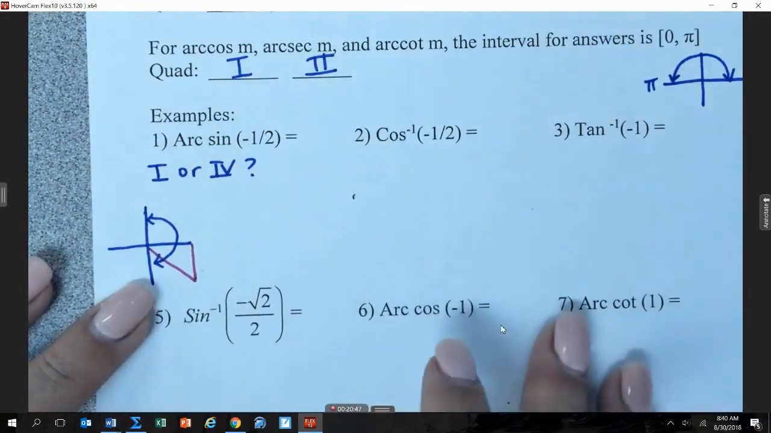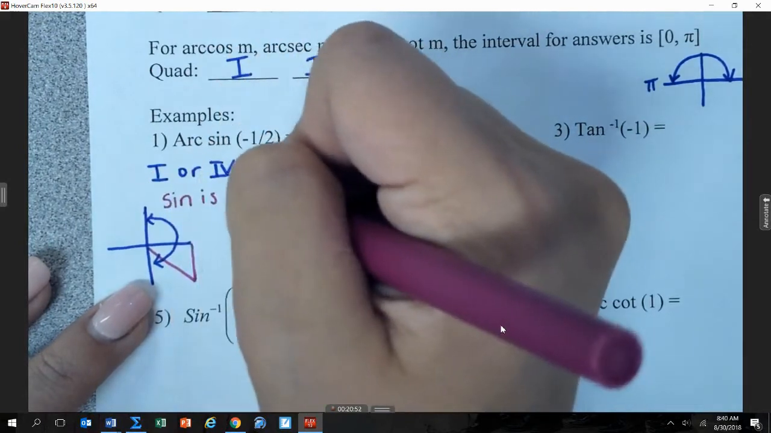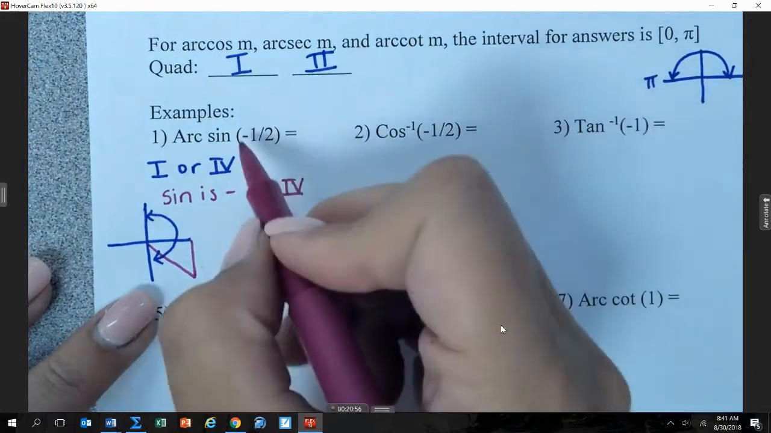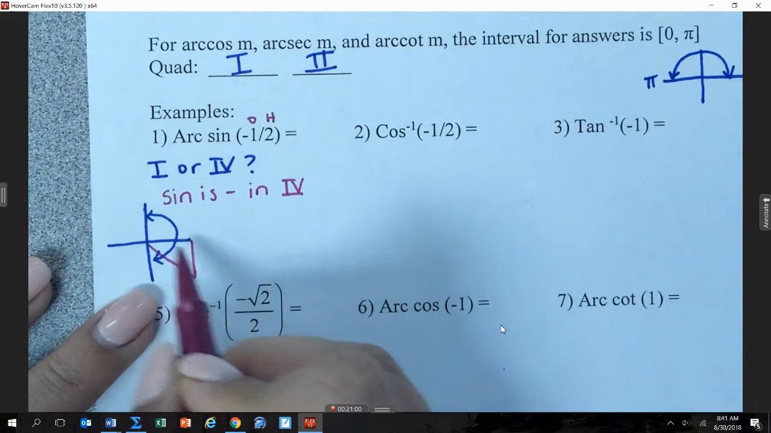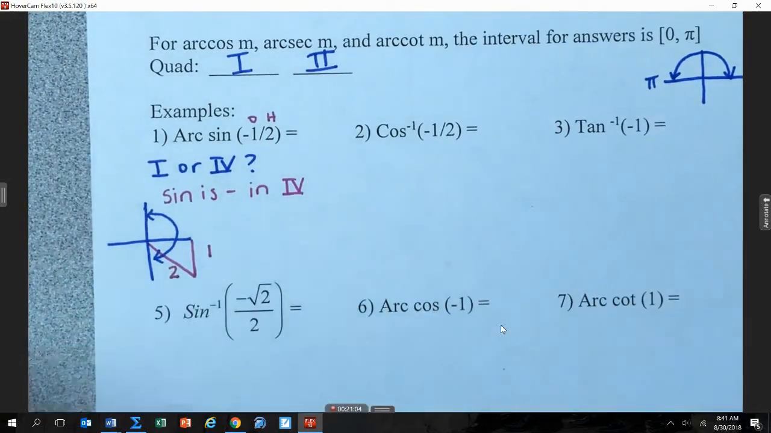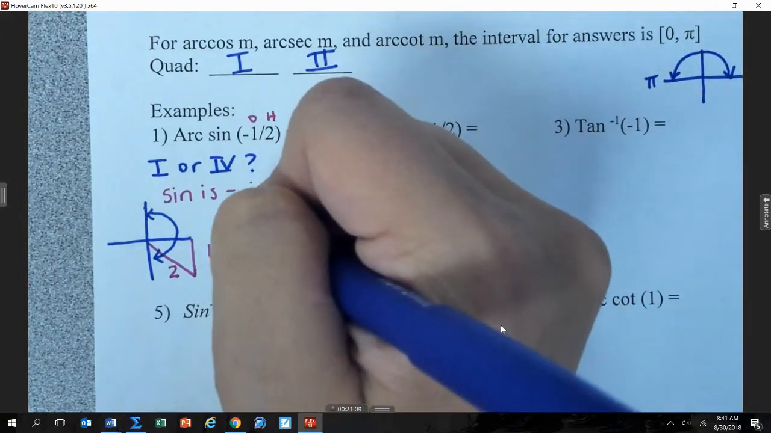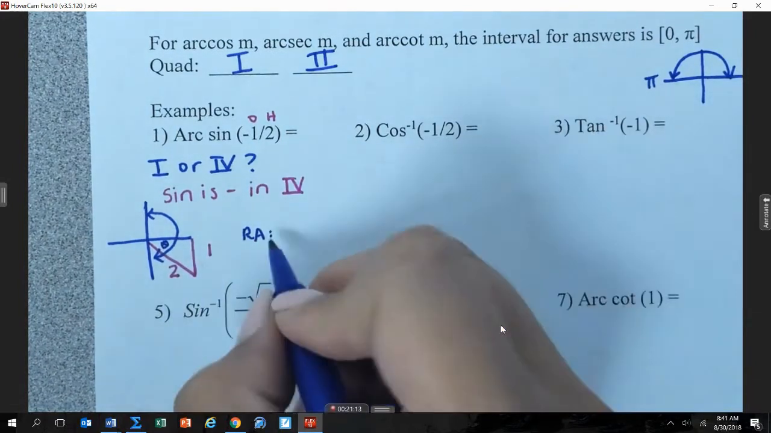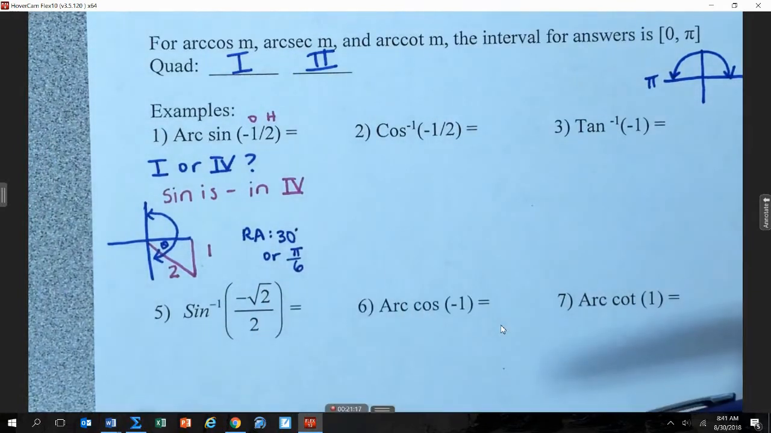Okay, so I'm going to build a triangle in quadrant 4, and that's because sine is negative in 4, right? And I'm going to fill out my triangle. Opposite over hypotenuse. The side opposite is 1, and the hypotenuse is 2. Okay. So what would my reference angle be here for this triangle? 30 degrees, okay. Or pi over 6, right?